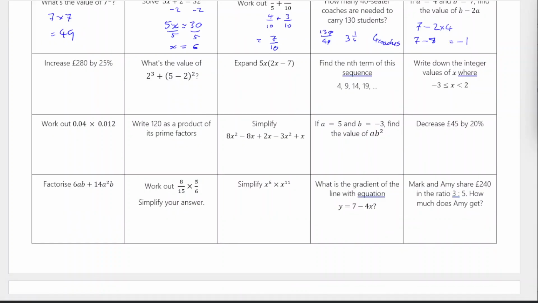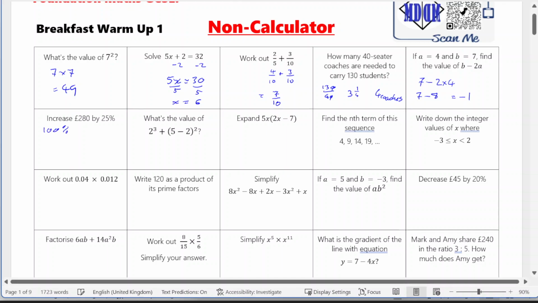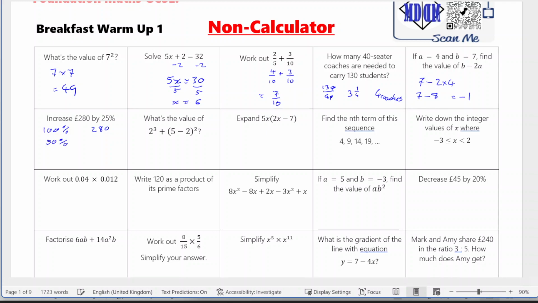Okay, increase 280 by 25%. So I'm going to say 100% of the number is equal to 280. So 50% of the number is going to be equal to half of that, 140. And then 25% would be half of that again, so 70. So 125% is going to be found by putting this together. So 125%, which is going to be £350.